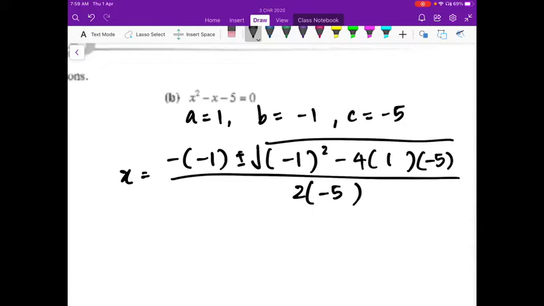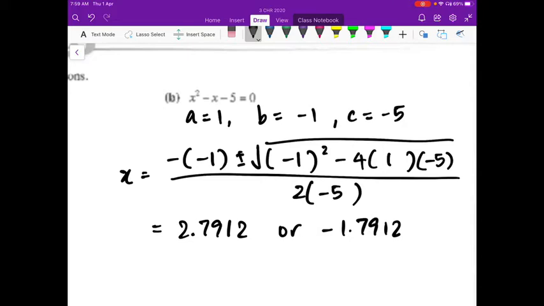Okay, so once you have such a screen, A has a value of 1, B has a value of -1, and C has a value of -5. So the answer is 2.7912, or the other answer -1.7912. In this case, you just write down the answer you see in the calculator.